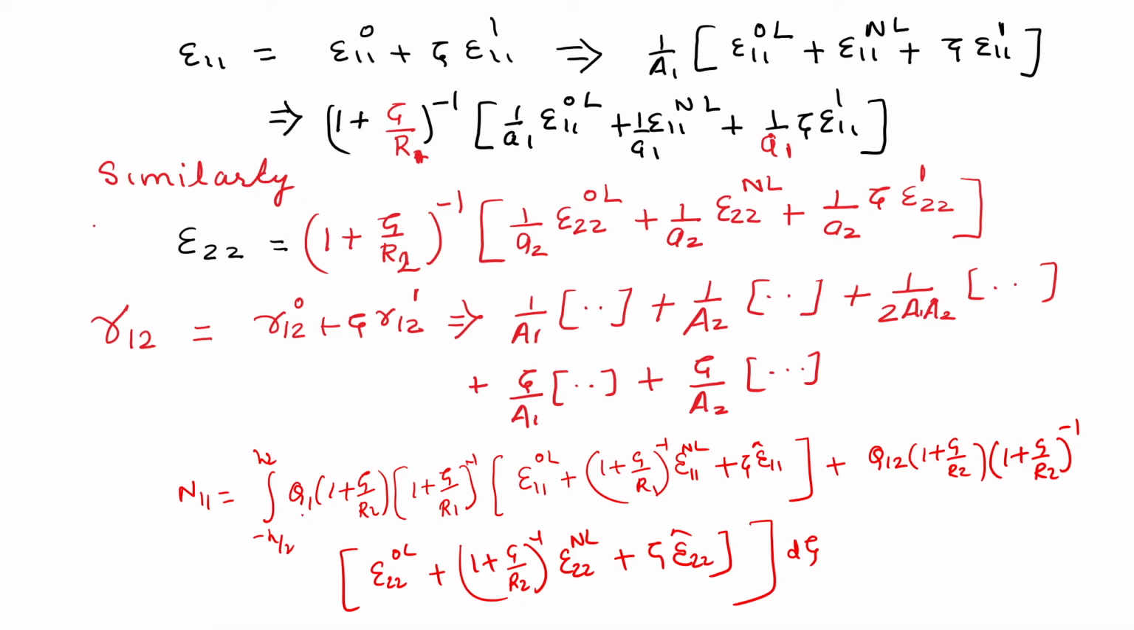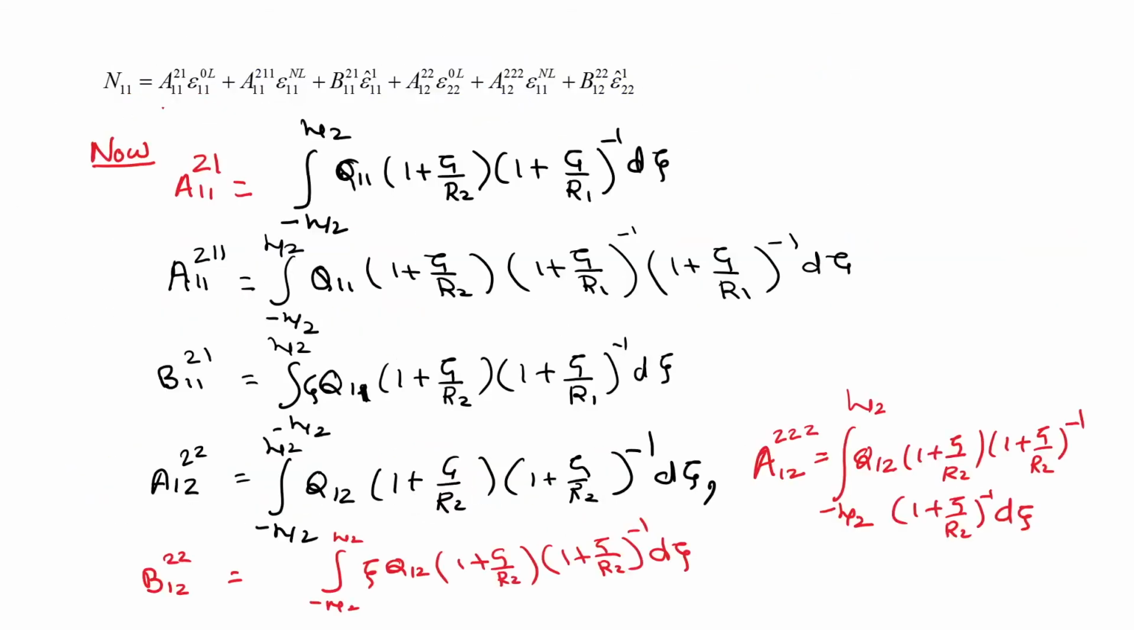So, we will have terms like this: Q11, 1 plus zeta by r2 into 1 plus zeta by r1 inverse. This is the strain part. These terms contain some zeta terms, and they will also come. At least for this term, this will be the coefficient. For the nonlinear term, if we multiply, then these three terms will be the coefficient. For the case of bending, zeta times will be the coefficient, and integrating, that coefficient is denoted by capital A, Aij. Generally in the plate we call it Aij, two indices like this: A11 epsilon 110 L. Here the index is noted as 21, and in the case of nonlinear, 211.